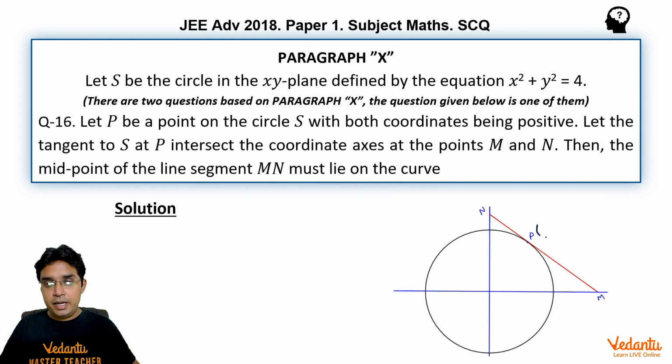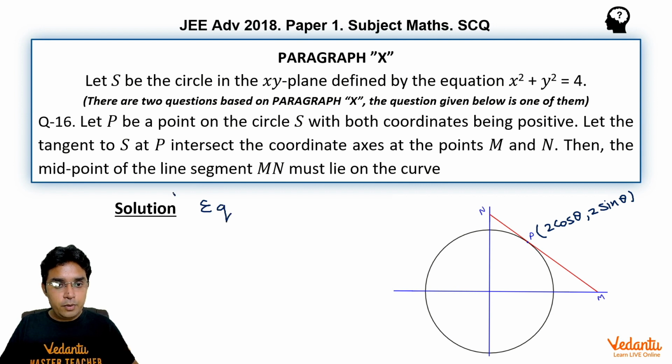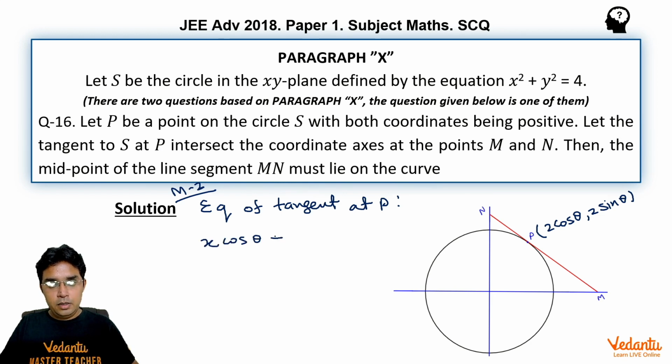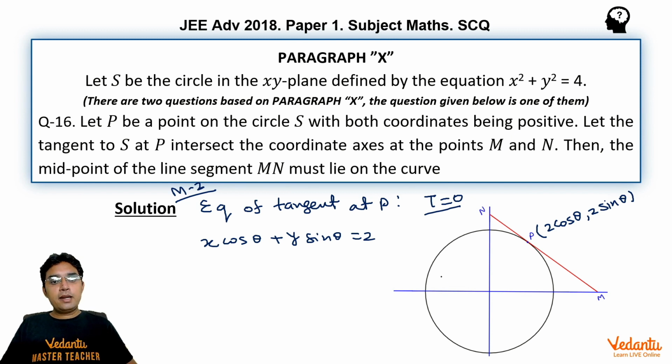Now I will start by taking first P point, which I can take as 2 cos theta comma 2 sin theta, parametric form. And then, let me call this as method 2, equation of tangent at P will be x cos theta plus y sin theta is equal to 2. It is actually given by directly T equal to 0. 2 will be common, so we can write directly like this.